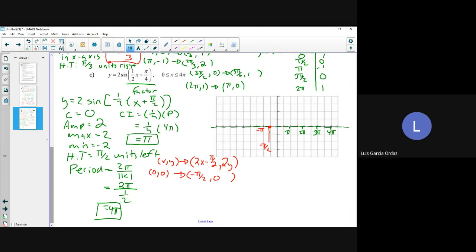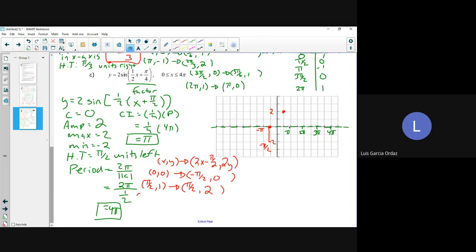What is our next point in a sine function? Pi over 2 and 1. And what does that transform into? So 2x times pi is 2 pi over 2 minus pi over 2. What's 2 minus 1? Pi over 2. Yep. So it's going to be positive pi over 2. And what would our y value be? 2. So let's go 2 here, negative 2. So pi over 2 and 2.